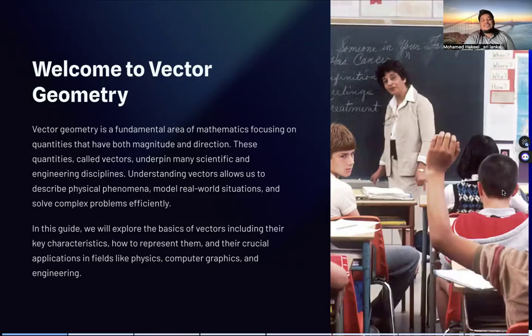In this guide, we will explore the basics of vectors, including their key characteristics, how to represent them, and their crucial applications in fields like physics, computer graphics, and engineering.